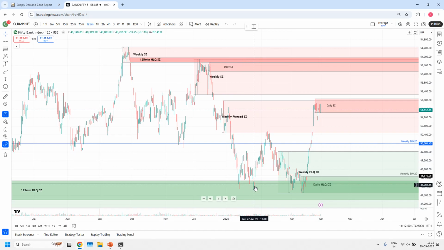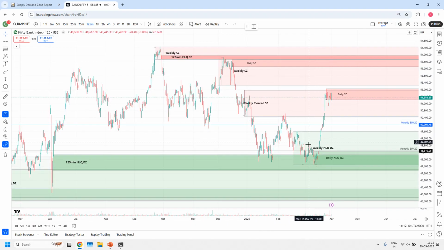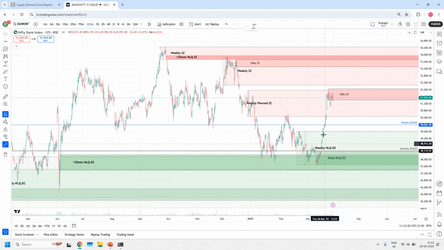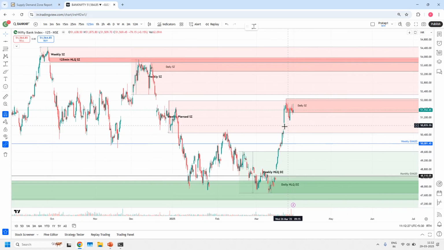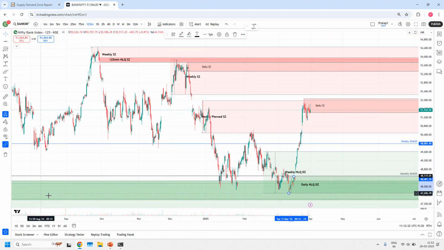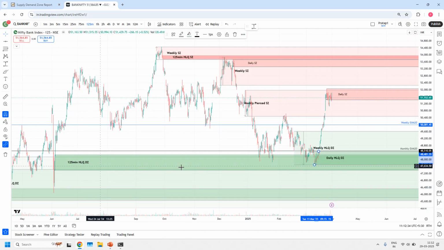First time it moved, came down, and again higher high has given. Again third time, initially it gave a small move again, and here even higher high it has given. Very interesting. And this 125 minutes high liquidity demand zone is the origin for this entire weekly demand zone. See, this entire weekly zone picked up the orders from this zone. Not only that, even this daily zone also. This daily zone also picked up the orders from this 125 minutes high liquidity zone and moved up.